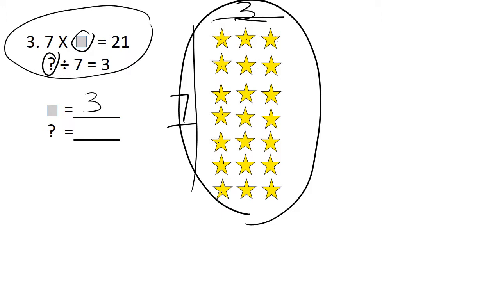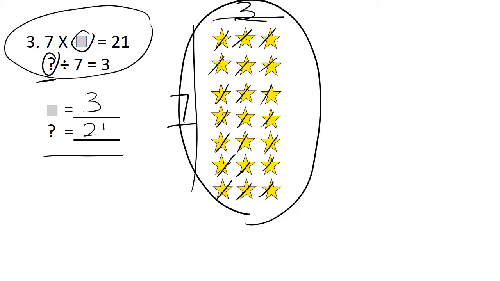So for the division sentence, we need to figure out what is the first number. What is our dividend? Now our dividend, remember, is always the biggest number, okay? So our dividend normally is how many do we have all together? How many have we divided? The total number, in this case, stars. So if we count our stars, we have 1, 2, 3, 4, 5, 6, 7, 8, 9, 10, 11, 12, 13, 14, 15, 16, 17, 18, 19, 20, 21. So we know that this question mark should be 21 divided by 7 equals 3. So down here, our question mark equals 21.